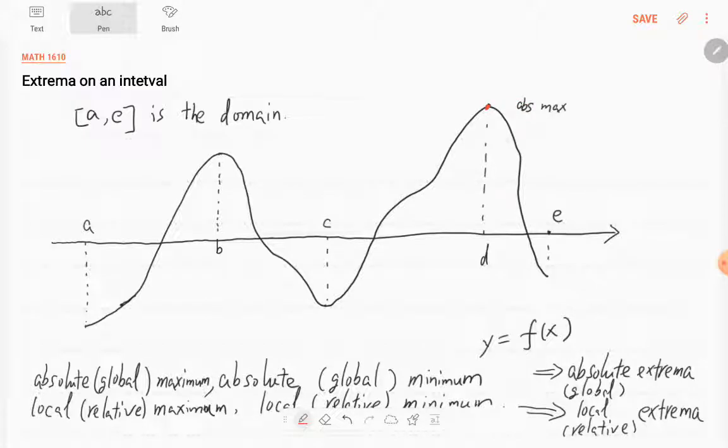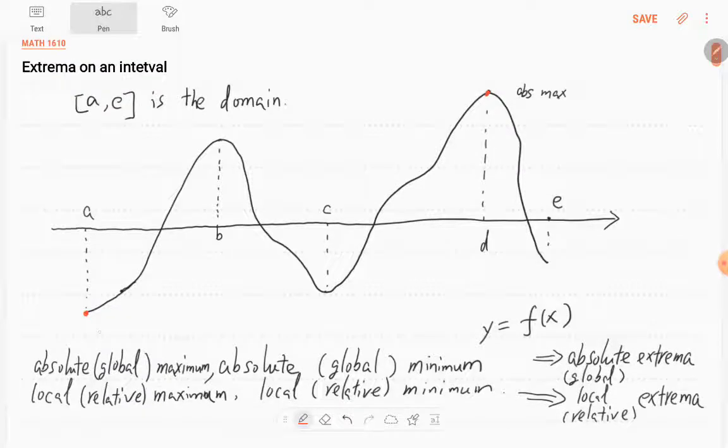And which point is the lowest point? I think it's here, right, at the endpoint. So this is called the global minimum or the absolute minimum. We write abs min.